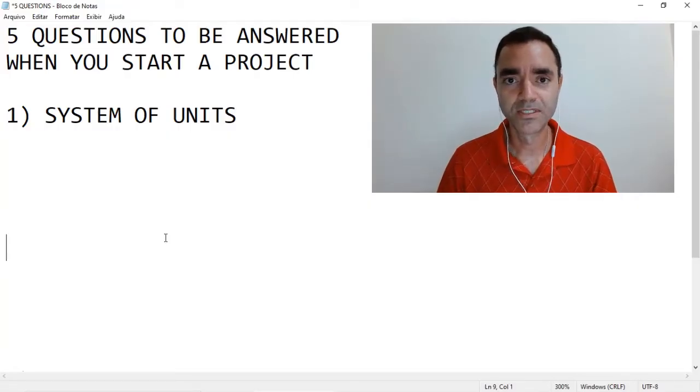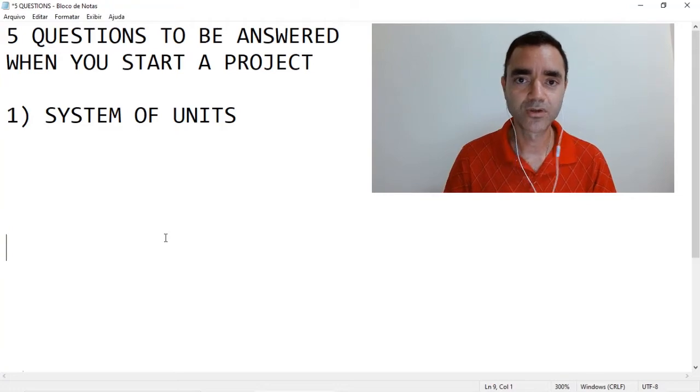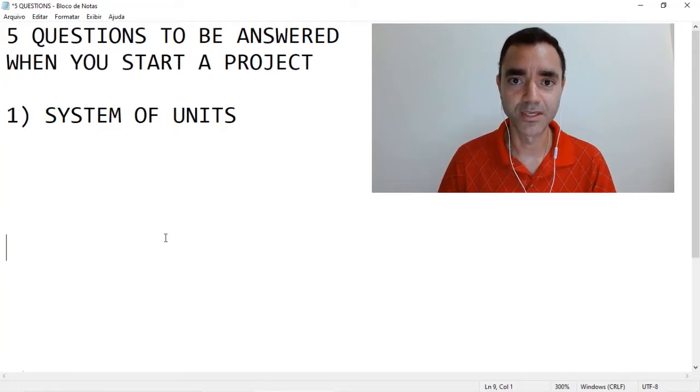Based on that, it is very, very important when you start a new project that you define the system of units and make sure that everything is very clear, not only for your company and your engineering department, but also for the customer, because this way you will prevent having any kind of misunderstanding. We already talked about system of units, and now let's talk about product specification.